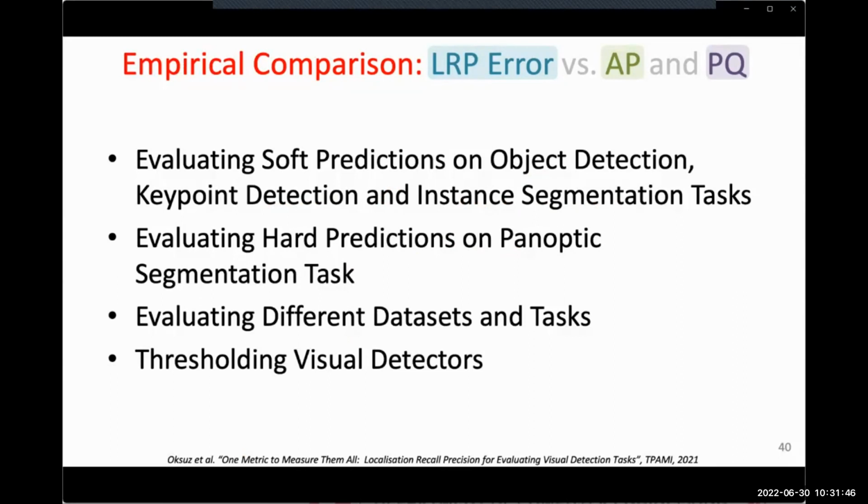But because our time is limited, we won't be able to look at all the empirical results that we have. And if you are interested in more comprehensive results and analysis, you can check out our paper. In our paper, nearly 100 state-of-the-art visual detectors from 7 visual detection tasks using 10 different datasets are used to empirically show that LRP error provides richer and more discriminative information than its counterparts.